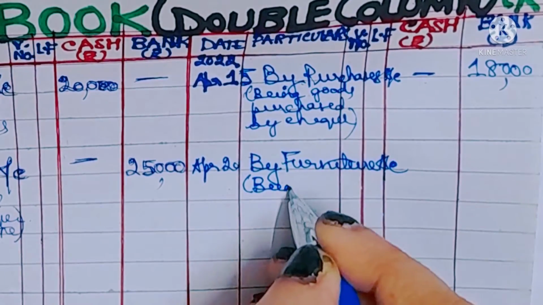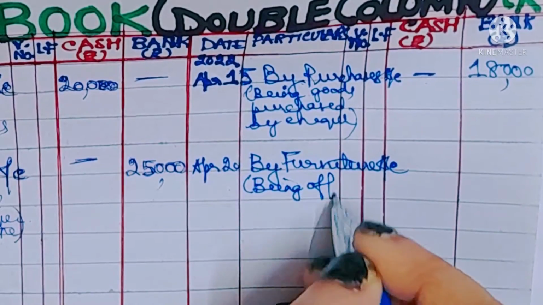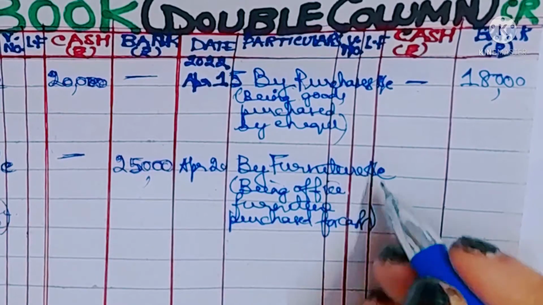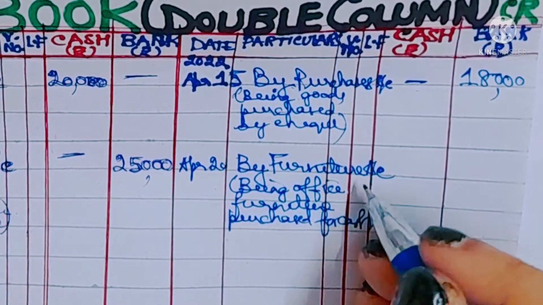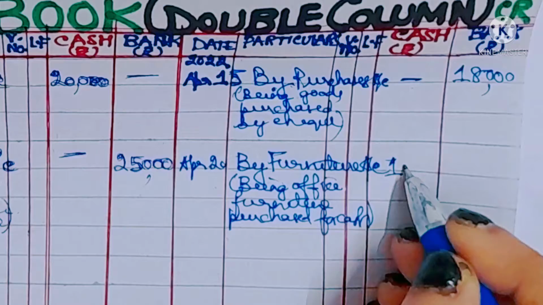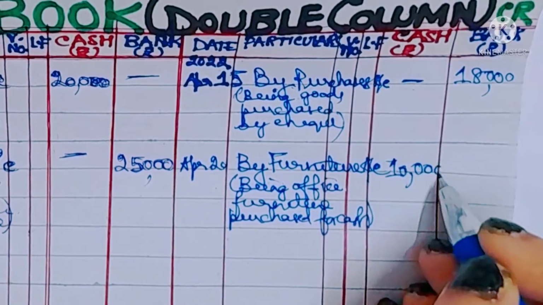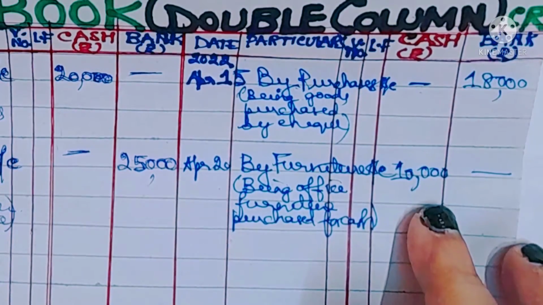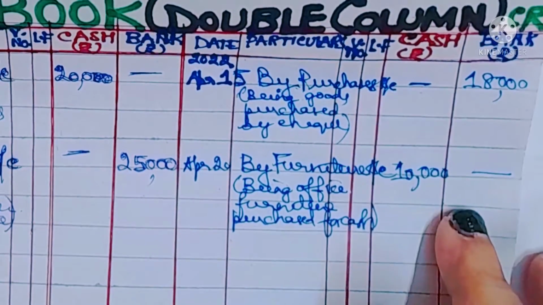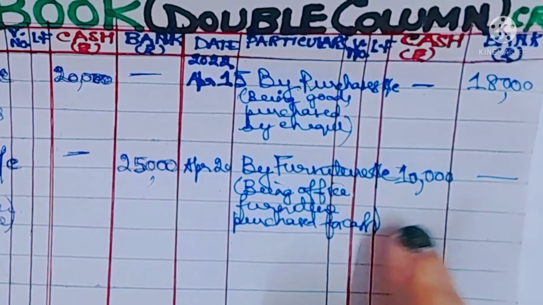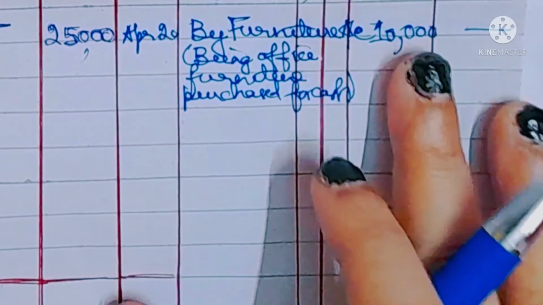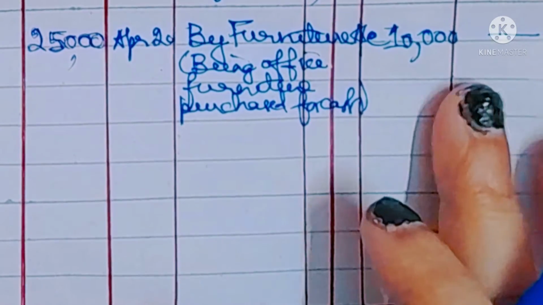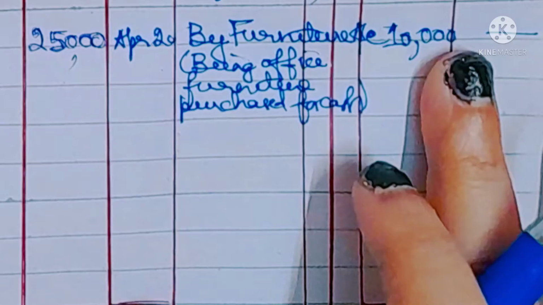Being office furniture purchased for cash. So it should be how much? 10,000. Since furniture is purchased in cash, it should be in the cash column. Okay. And moreover, cash column represents cash account. Cash account comes under real account. According to real account, what goes out is credit. Here, when office furniture is purchased, cash goes out from the business. Cash account will be credited by 10,000. Okay. Now let's see the next transaction.